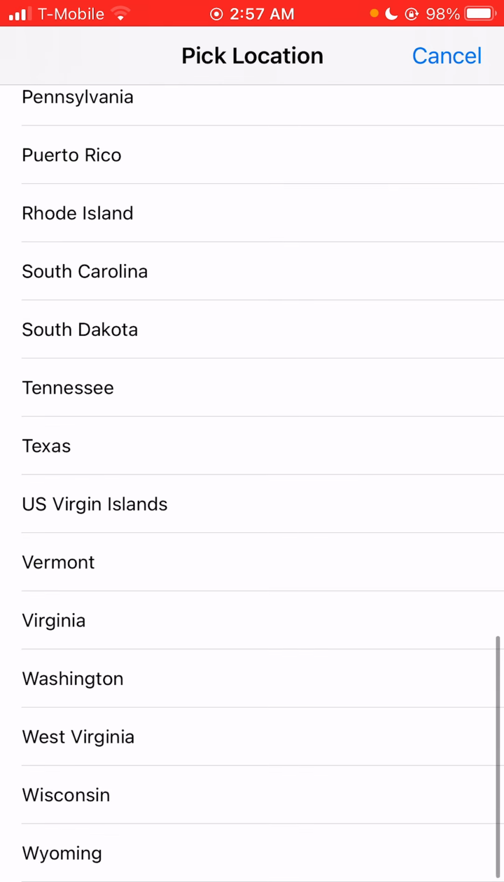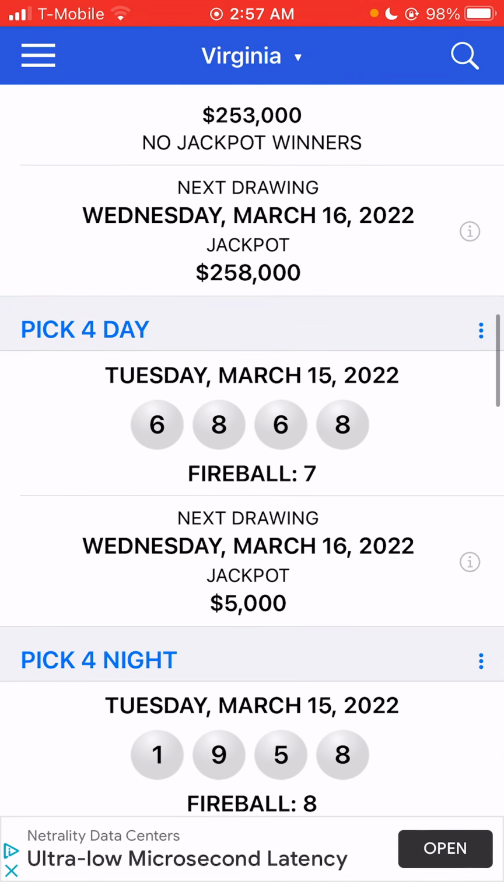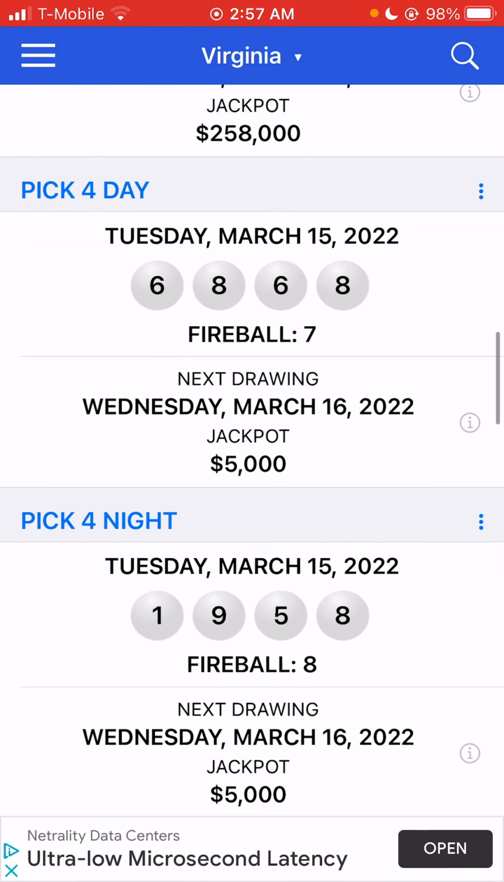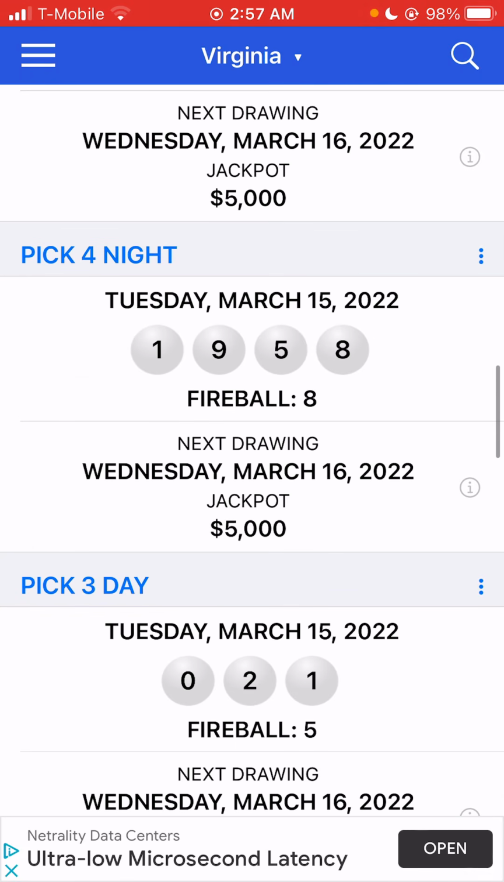Virginia. If I was doing the day, I would do the 6. Wait, those are 2 of the same numbers. Cancel that. I wouldn't do the day. And I wouldn't do the night.